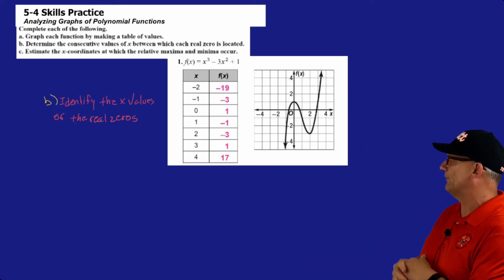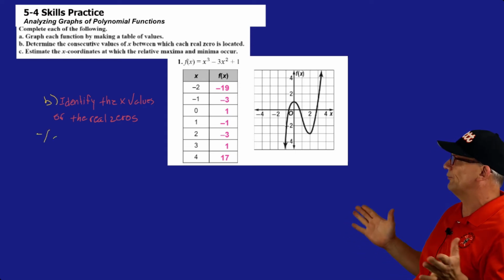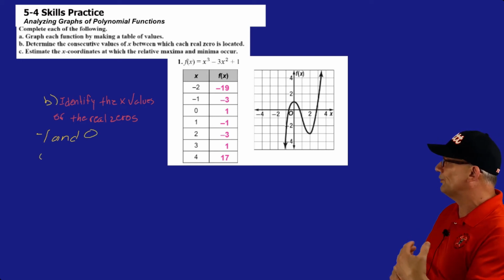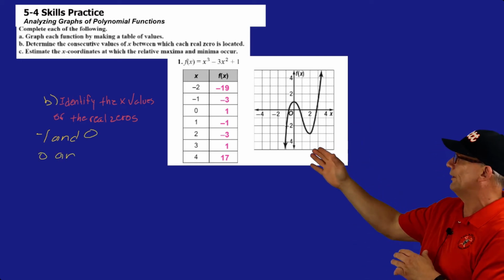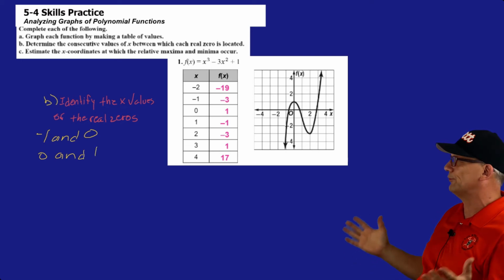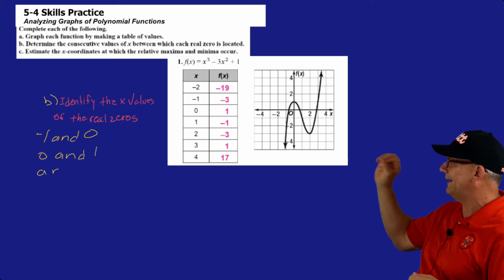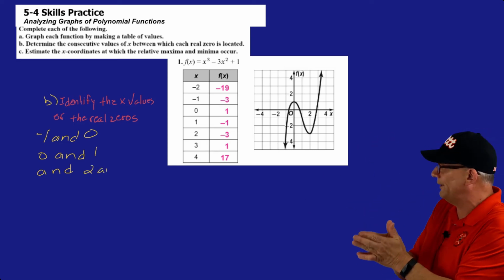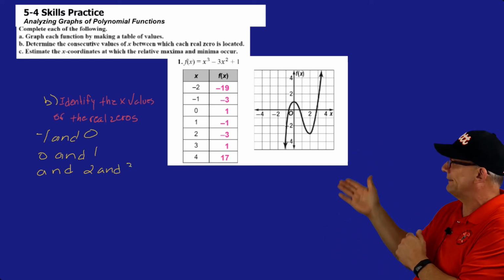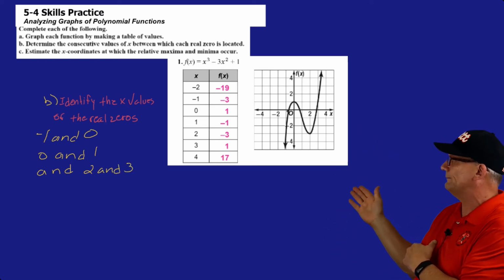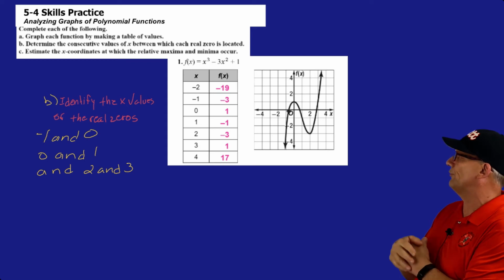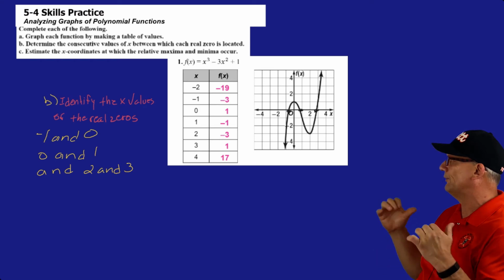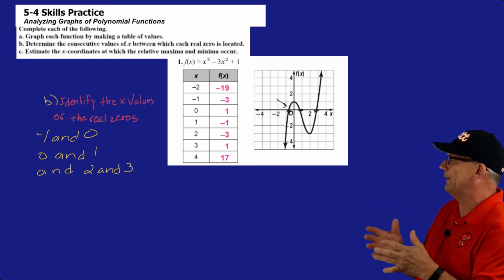Okay, there's a nice picture of what it looks like right there. All right, so what does it want us to do? Determine the consecutive values of x between which each real zero is located. All you have to do is see where the line crosses the x-axis. That's where the zeros are located. We can't be exact, so we're going to say that the first zero lands between -1 and 0. Then it goes up and back down, and it falls between 0 and 1. And then it goes back up and crosses the x-axis between 2 and 3. We don't know the exact values, so we're saying in between, right?